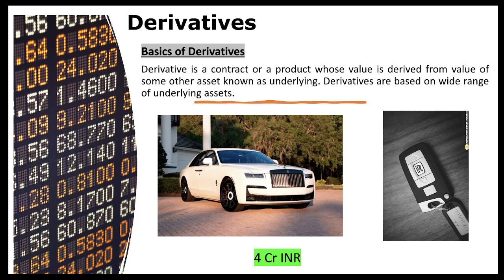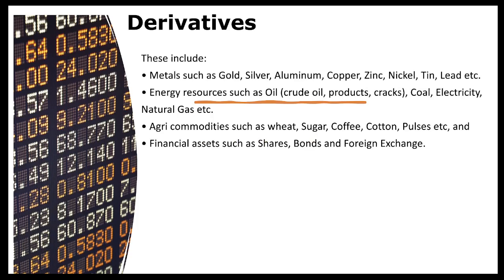You can read the technical term: a derivative is a contract or a product whose value is derived from the value of some other asset, known as the underlying. Likewise, I said the Rolls-Royce Ghost car is an underlying asset and the key is the derivative. Now let's go to the next slide and see what we have.